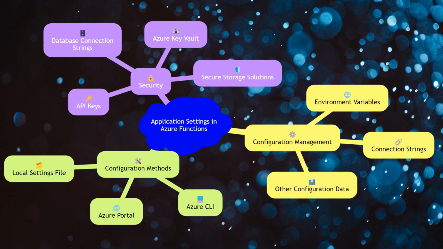Application settings in Azure Functions allow you to manage configuration values that your functions can use at runtime. These settings include environment variables, connection strings, and other configuration data. You can configure application settings through the Azure Portal, Azure CLI, or by using a local settings file during development. It's important to securely manage sensitive information, such as API keys and database connection strings, by using Azure Key Vault or other secure storage solutions.